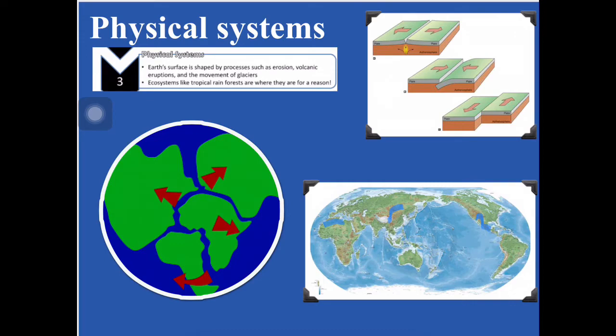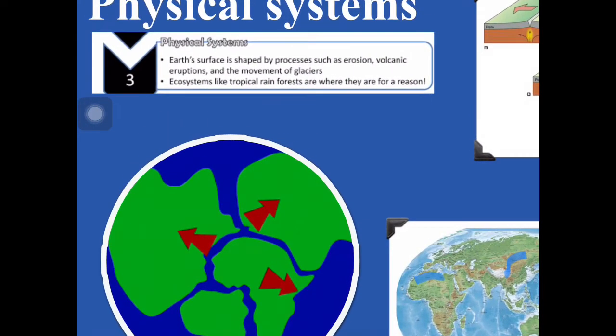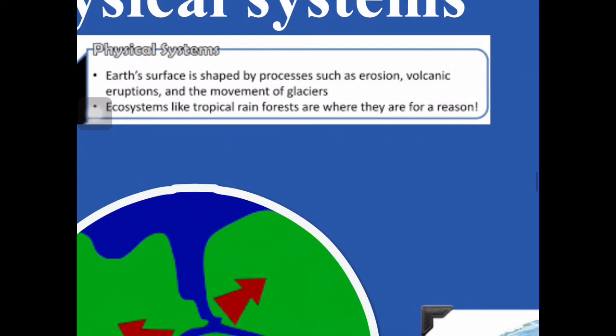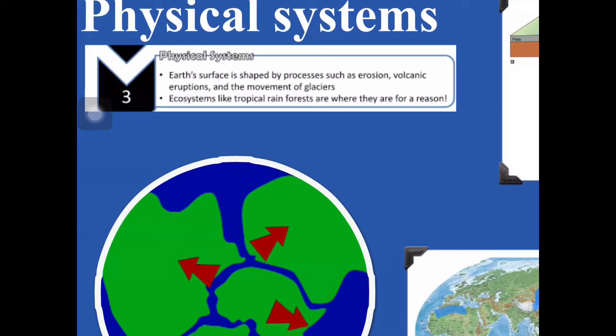So, for example, over here it says physical systems, of course, is related to matters of the earth, right? Or of the atmosphere. We're still not talking about humans over here. We're just talking about the physical aspect of geography. So over here it says, for example, physical system. Earth's surface is shaped by processes such as erosion, volcanic eruptions, and the movement of glaciers. Ecosystems like tropical rainforests are where they are for a reason. So what's that reason? Well, we may think about several examples of physical systems, right?